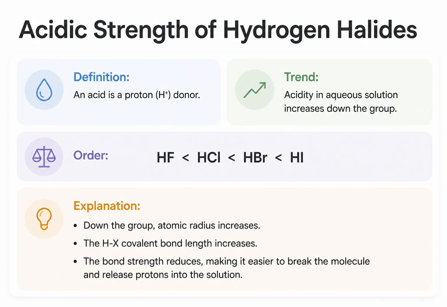When dissolved in water, these hydrogen halides act as acids. Interestingly, their acidic strength increases down the group. Hydrogen iodide is a much stronger acid than hydrogen fluoride. This is because as the halogen atom gets larger, the hydrogen-halogen bond gets longer and weaker. A weaker bond means the proton is much more easily released into the solution.